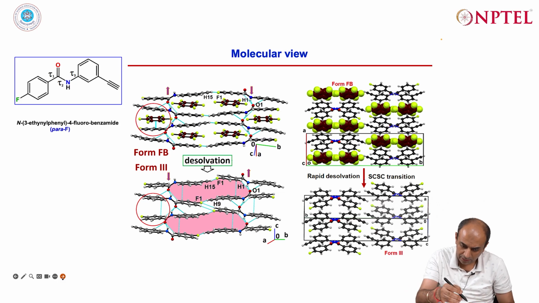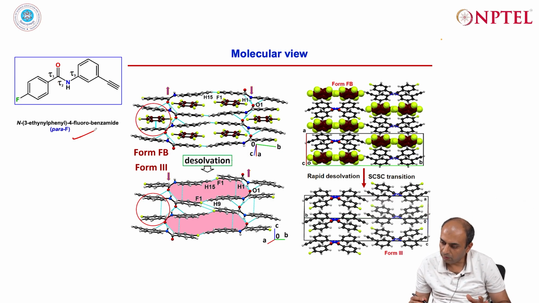Now, here in this particular compound, a specific molecule, a para-fluoroethanol substituted benzamide, what was observed is that you can see now the crystal structure. In the crystal structure, you will see that as such there are not many voids, but what is the available volume? You see, this is the available volume in the parent structure.